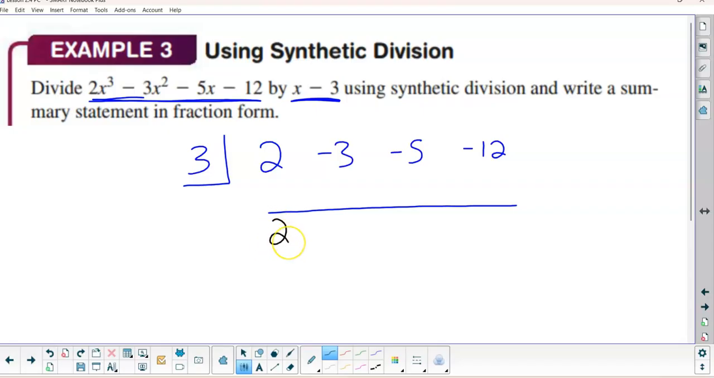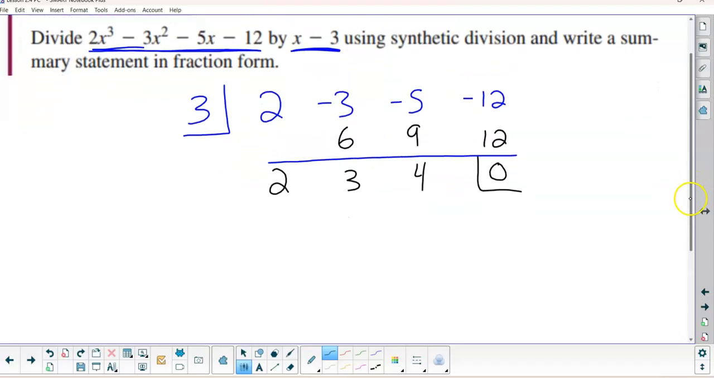Bring the 2 straight down. Multiply it by the 3 in the box. That gives us a 6. Add those together. It gives us a 3. Do it again. 3 times 3 gives us 9. Add those together. We get 4. Multiply that by the 3. It gives us a 12. Add those together. We get a 0. So you're not always going to get a 0, but that number at the end represents your remainder.